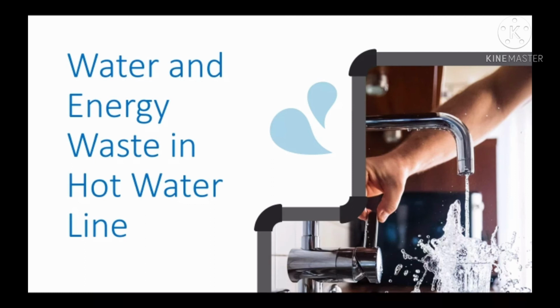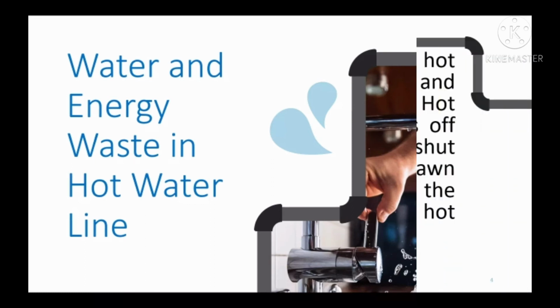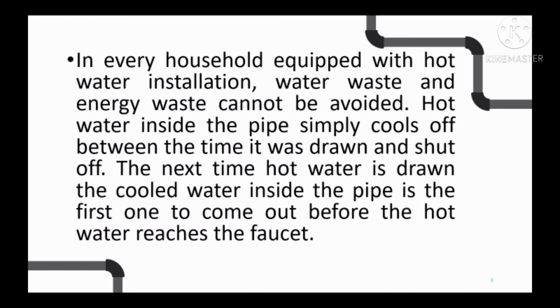Next is water and energy waste in the hot water line. In every household equipped with hot water installation, water waste and energy waste cannot be avoided. Hot water inside the pipe simply cools off between the time it was drawn and shut off. The next time hot water is drawn, the cooled water inside the pipe is the first one to come out before the hot water reaches the faucet. Therefore, the volume of water standing in the pipe is just thrown away and wasted, not withstanding the energy consumed when it was previously heated.